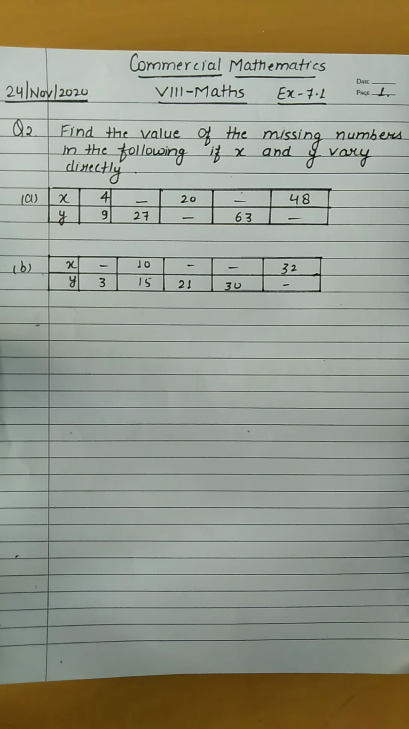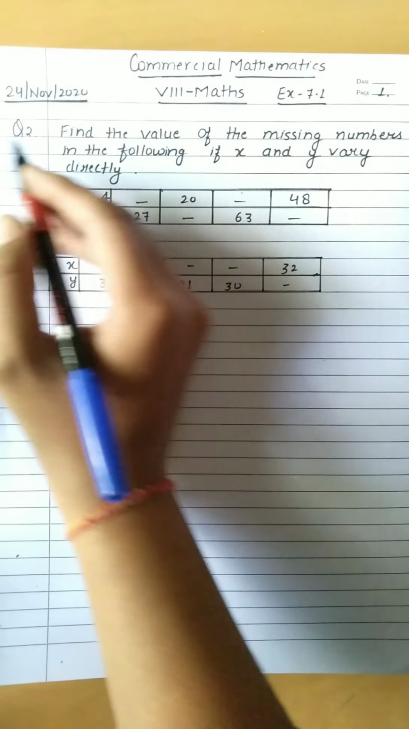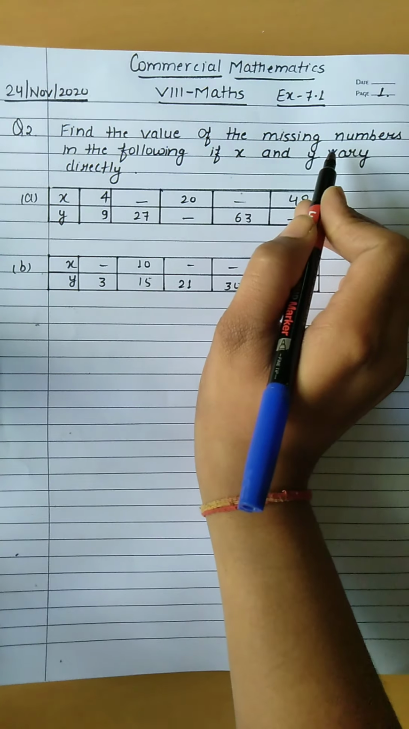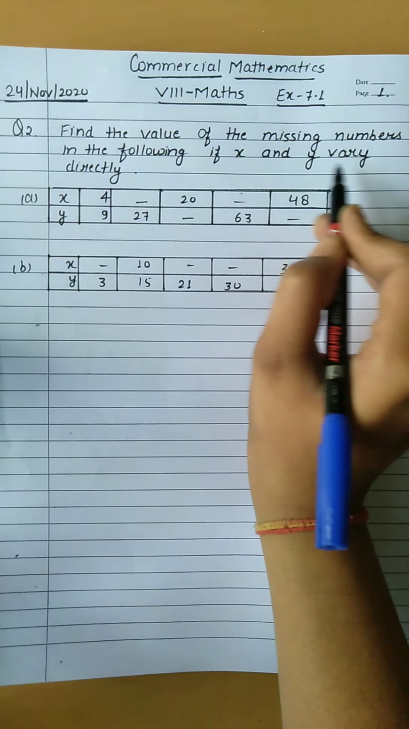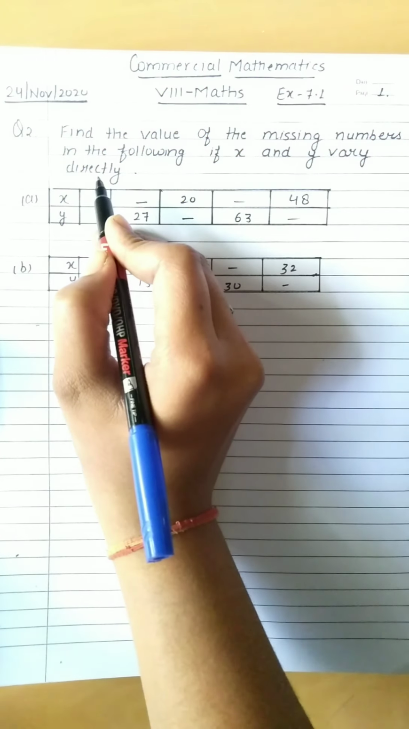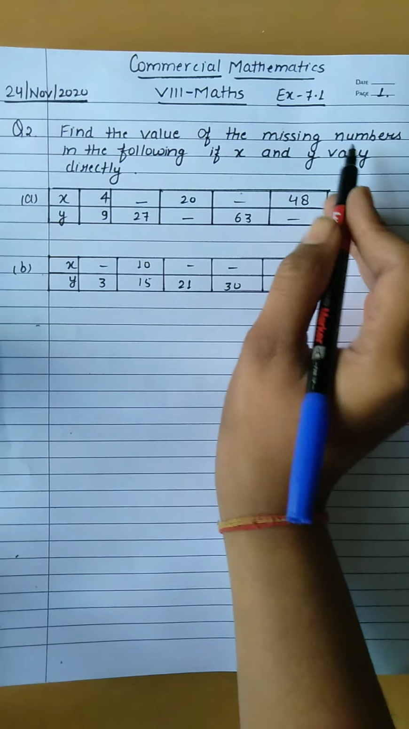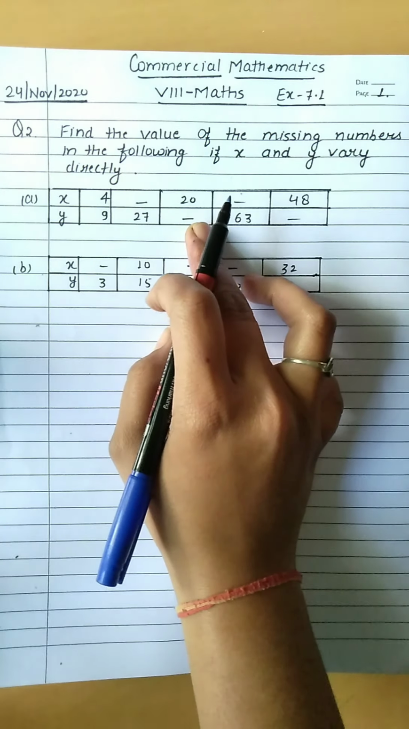Students, now we will start question number 2. Find the value of the missing numbers in the following if x and y vary directly. Okay students, that means आपको missing number की value find करनी है.